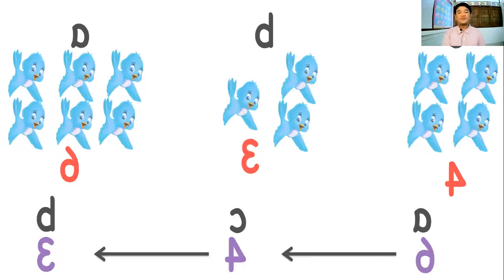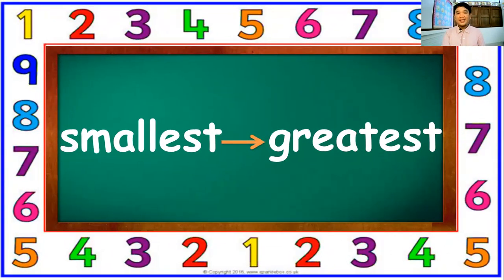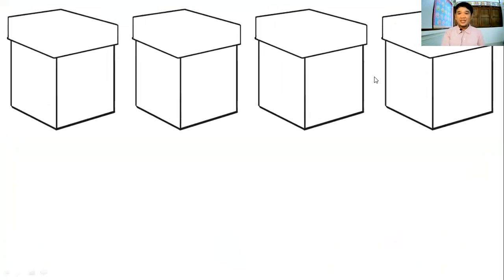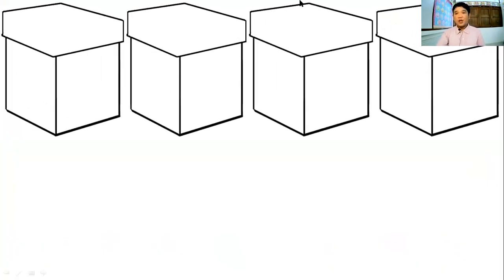Very good. Now, again, let's do the smallest to greatest. The given is, all right, we have 4 boxes here. We have A, B, C, and D.